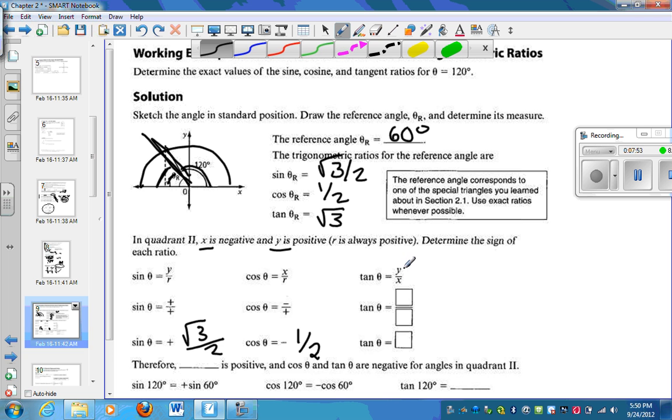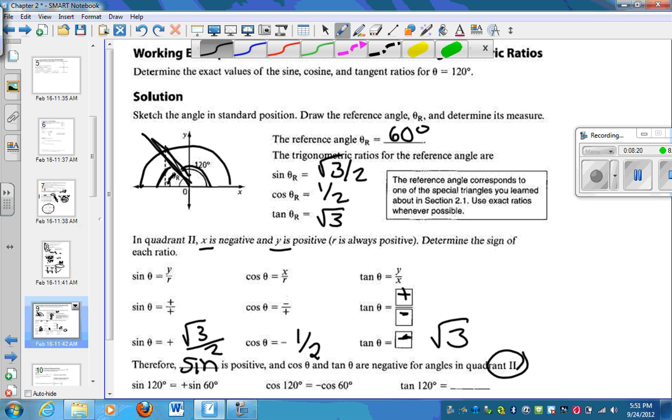Okay, tangent is y over x. So root 3 over 1. We knew that already. Oh, that's not what it's asking us. It's asking us positive and negative. Sorry. So y in this case is positive, and for tangent, the x is negative. We're going to get a negative value, so it's negative root 3. Therefore, sine is positive, cos and tan are negative in quadrant 2.